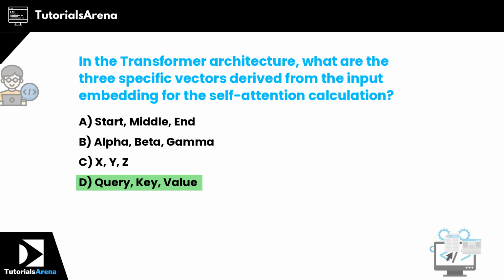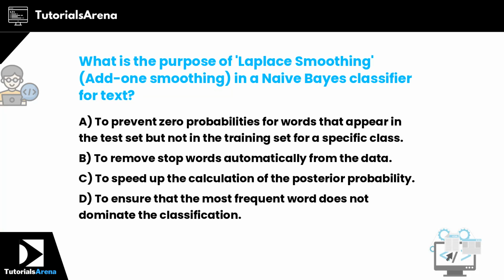The correct answer is option D, query, key, value. What is the purpose of Laplace smoothing, add-one smoothing, in a naive Bayes classifier for text?